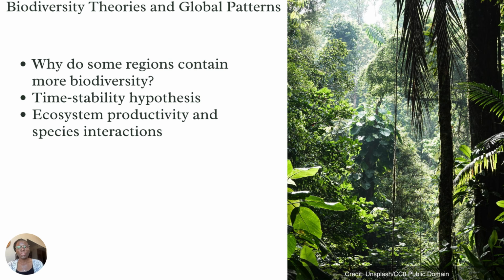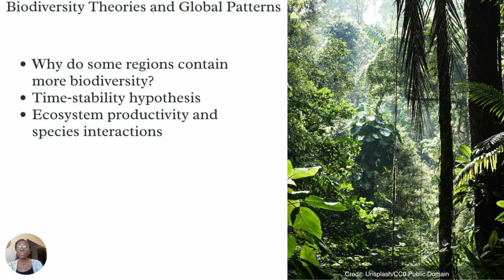So several ecological theories explain why biodiversity is unevenly spread around the world. Key questions are, for example, why do some areas have much more biodiversity than others? One explanation is the time stability hypothesis. Ecosystems that stay stable for long periods tend to have more biodiversity. Tropical regions often show this because their climates have been stable for millions of years.